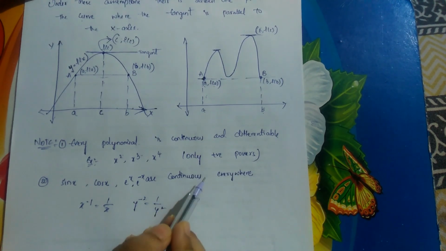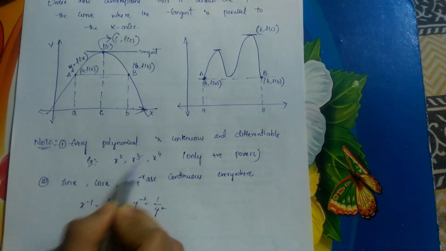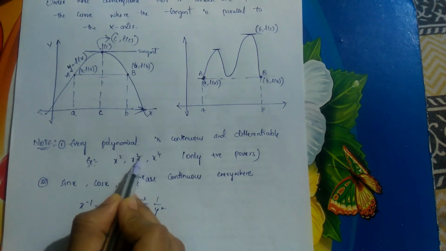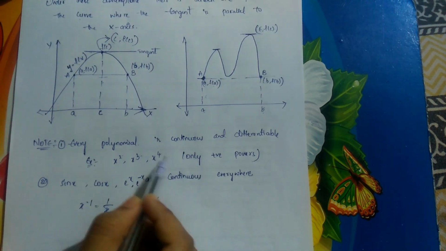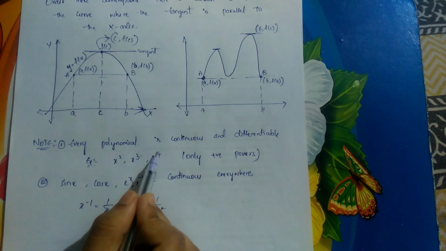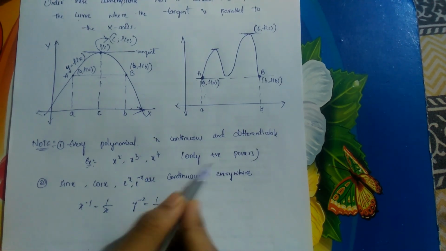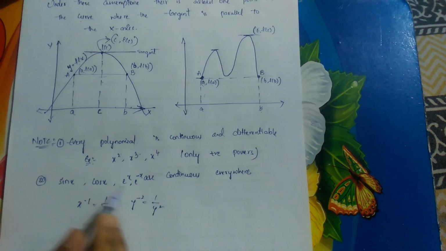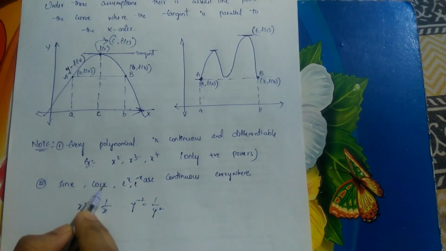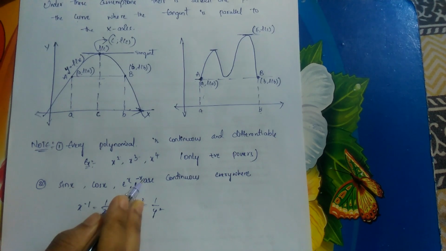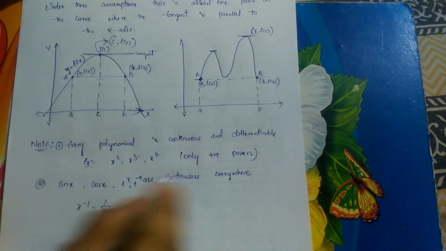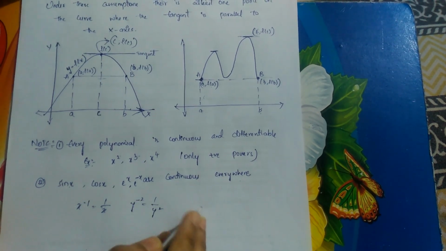We have to check the given interval also. But for the positive powers like x square, x cube, and x power 4 and so on, for all these positive power polynomials, every polynomial is continuous and differentiable only for positive powers. And the next second point is sin x, cos x, e power x, e power minus x are continuous everywhere. So these are always continuous.